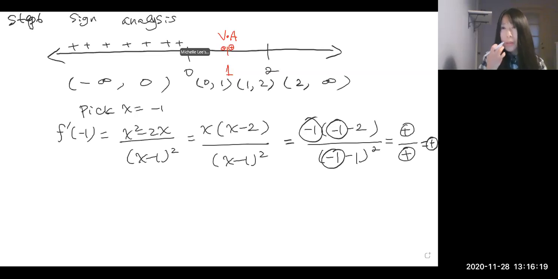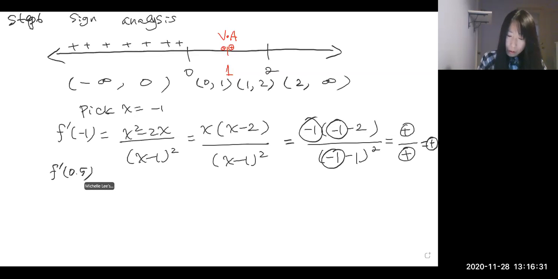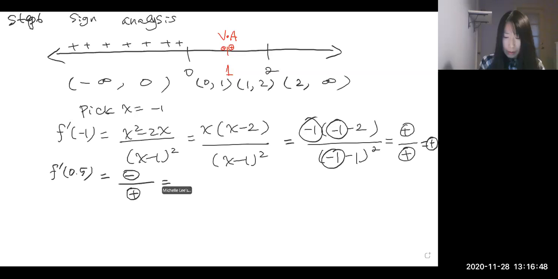What do you want to pick between 0 and 1? It's obviously 0.5, which is 1/2, right? So let us do that. With 0.5, the numerator is negative, and the denominator is always positive, as I said earlier. So this will be negative.